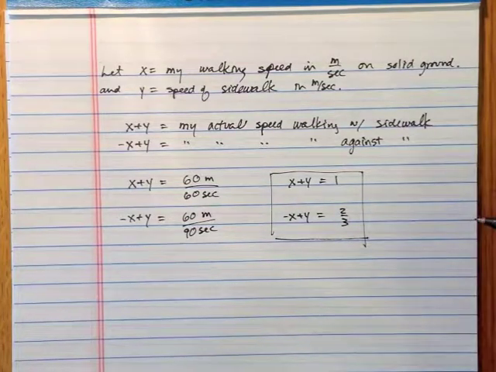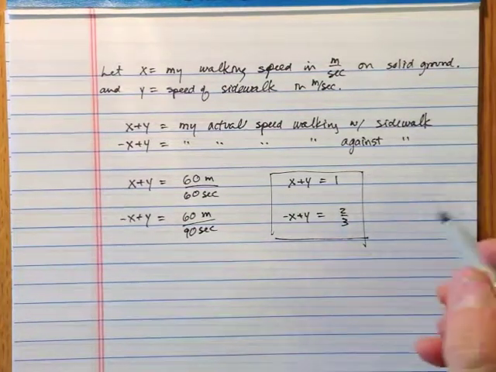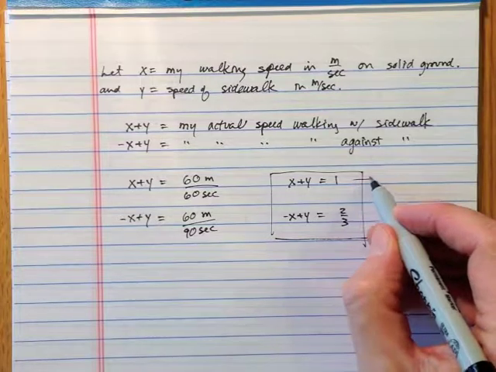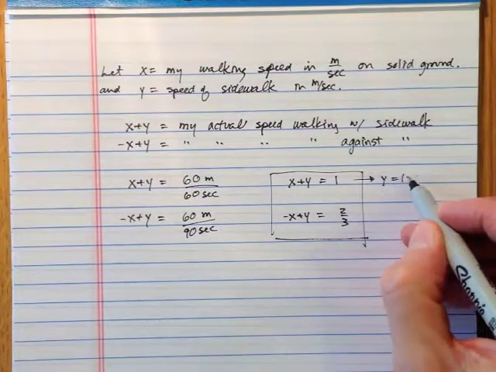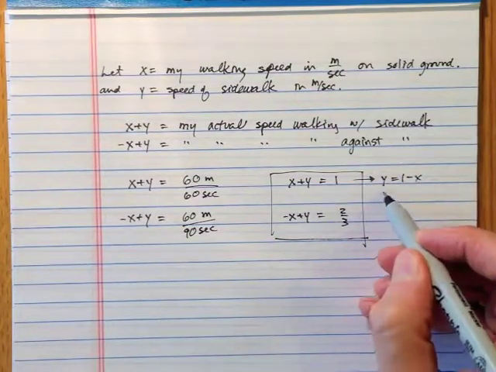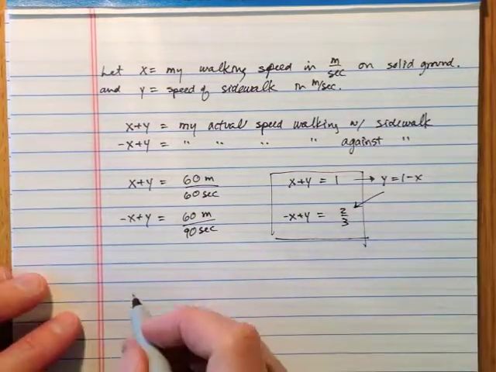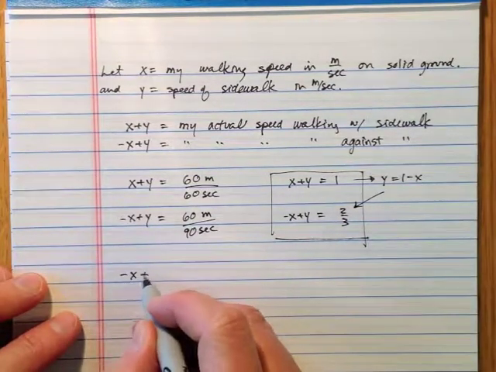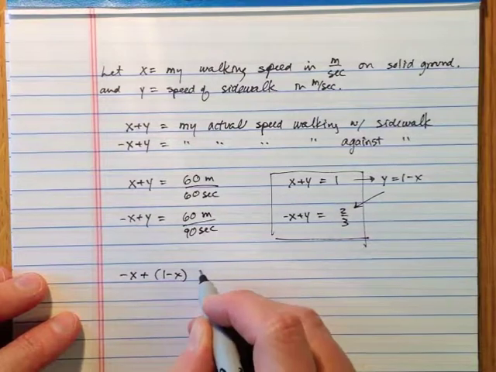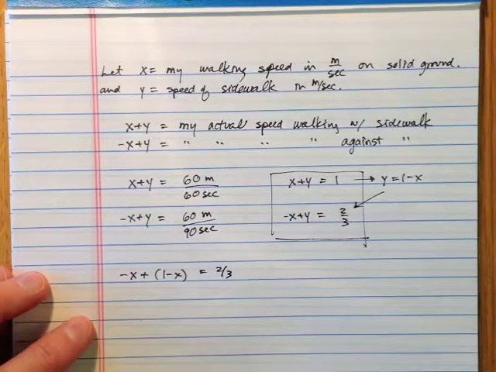I'll solve them just like I did back in section 8.1. I'll solve for y in this first equation, say. y has to be 1 minus x. And then I'll put that into the second equation. So the second equation becomes negative x plus 1 minus x is 2/3.